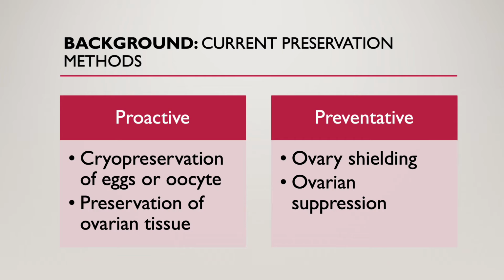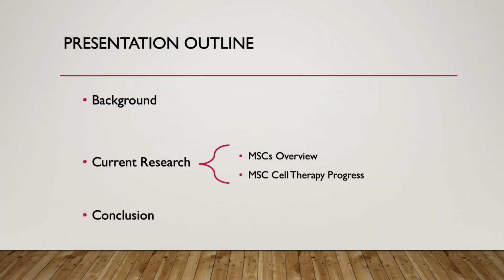While the medical field has many options for preserving a patient's eggs or ovarian tissue, there are no clinical options today when it comes to restoring a patient's ovarian function. Next, I'll review the ways in which mesenchymal stem cells, referred to as MSCs, have been studied to be used as an option for ovarian restoration in patients who have undergone chemotherapy.